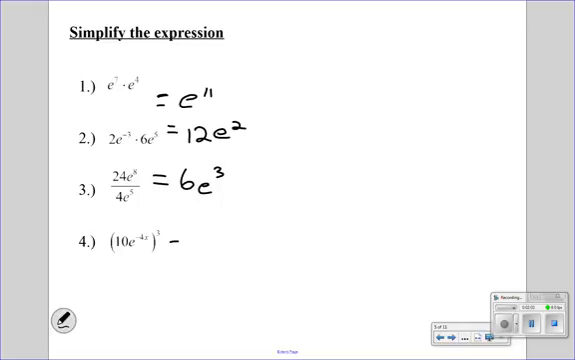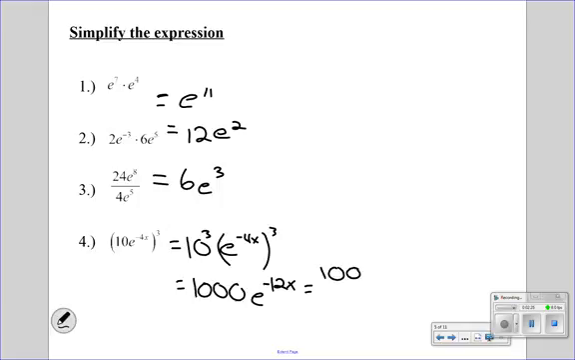With this fourth problem, all we have to do is remember to distribute our cubed. So we have 10 cubed times e to the negative 4x cubed. 10 cubed is simply 1,000. e to the negative 4x cubed is e to the negative 12x, because power to power we multiply. We don't want negative exponents, so this simplifies to 1,000 over e to the 12x.